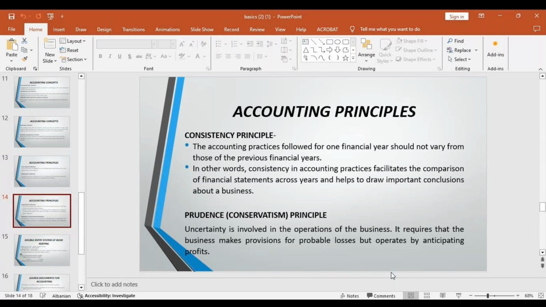Students, the uncertainty involved in the operation of the business requires that the business makes provisions for the probable loss. This is what I told you yesterday while explaining bad debts, right? So we always have a provision for our bad debts and doubtful debts so that we do not go bad in our financial position of the company. So this completes our principles, which says assumption, concepts, and principles. Please take a note and then we'll go to the next.